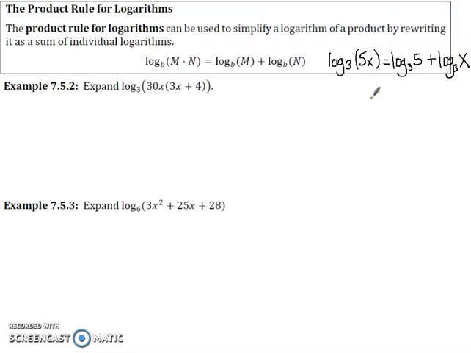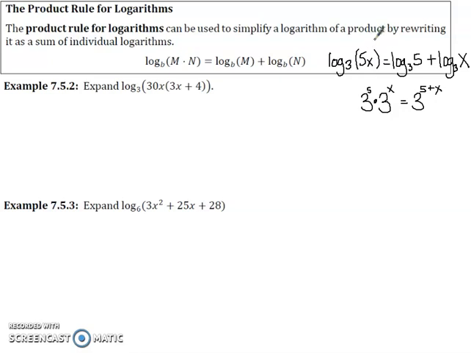And this goes back to our multiplication of exponents rule. So for example, if I have 3 to the power of 5, and I'm multiplying that by 3 to the power of x, what ends up happening is that I add my exponents together, 3 to the power of 5 plus x. Essentially, that is what we are going to be looking at when we are using our product to sum rule. To expand logs, this is exactly what we are going to be doing.